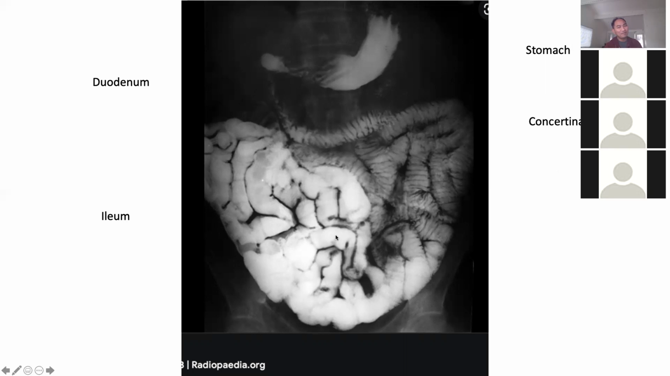The jejunum looks like it has ring-like structures and more grooves. It is just like an accordion. The ileum is pretty cool; it's just like a tube, it looks like it doesn't care. So here we call the ileum characterless.